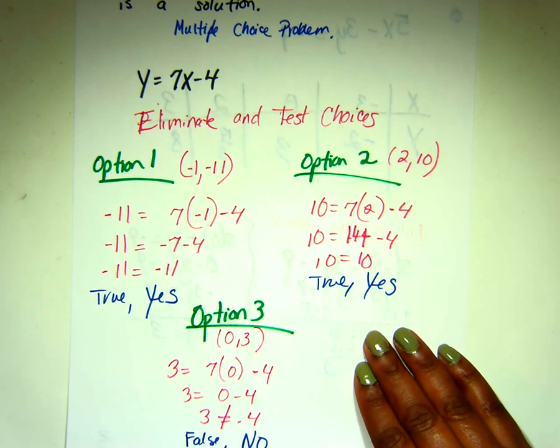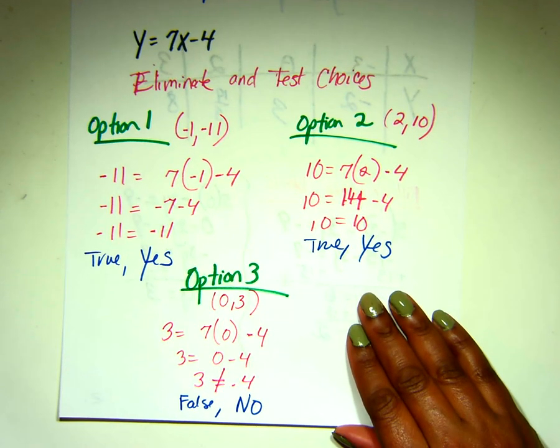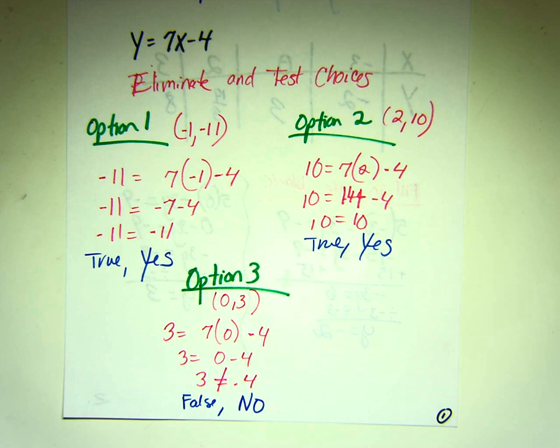Your next one is option 3. Let me push it up just a little bit so you can still see the equation. For option 3, you have the point 0 and 3. Once again, 3 is your y value, so I substitute that in, and x is 0, so I substitute that in. So 7 times 0 is 0. 0 minus 4 is -4. Notice right here, 3 does not equal -4, so that is false, meaning you can't use this as an option choice. Now I went through that kind of fast, so make sure that you pause and rewind this example if you have any more questions.